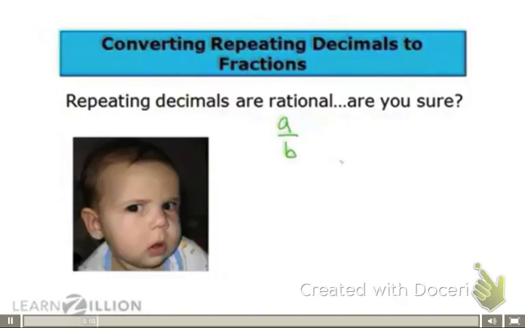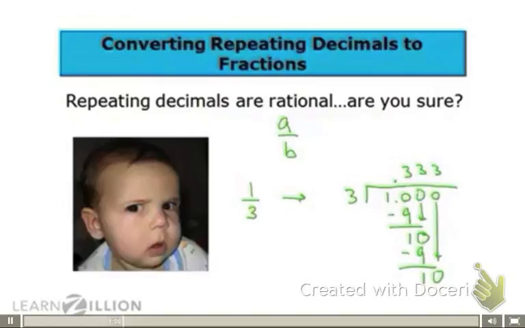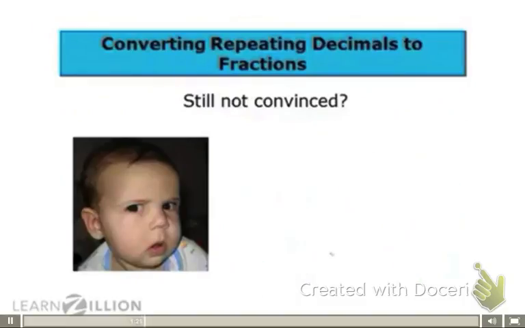You may have seen at least one example of this before. For instance, the number 1/3 is clearly rational because the numerator and the denominator are both integers. And when you convert it into a decimal by dividing the numerator by the denominator, you continue to get 3's as you divide. So 1/3 does equal 0.3 repeating, and therefore we've shown that at least one repeating decimal is rational. Is that good enough for you? Oh, this baby's still not convinced, and neither should you be.